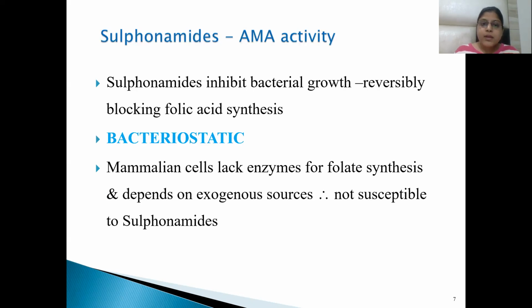Sulfonamides' antimicrobial activity is that they inhibit bacterial growth by reversibly blocking folic acid synthesis. So these are bacteriostatic. Mammalian cells lack enzymes for folic acid synthesis and depend on an exogenous source. It means in mammalian cells, the folic acid is obtained from the diet, and they are not susceptible to sulfonamides because they lack enzymes for folic acid synthesis.